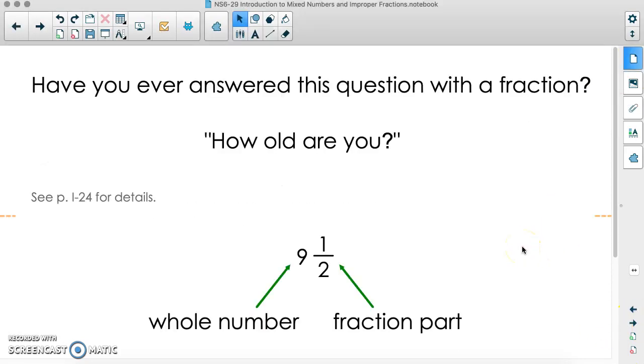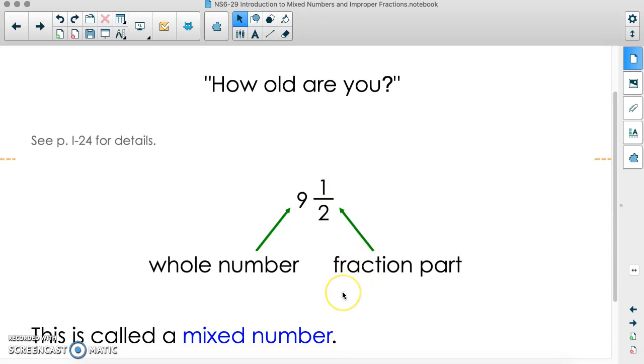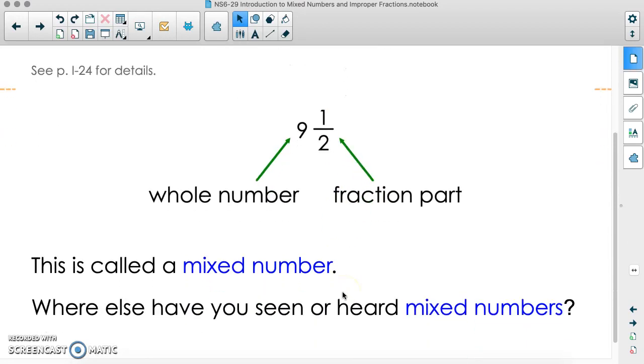So have you ever answered this question with a fraction: how old are you? Sometimes when someone asks you how old you are, you'll say, I'm 9 and a half, I'm 10 and a half, I'm 11 and a half. When we say that, the 9 is considered the whole number. The half is the fraction part. This is what we call a mixed number.